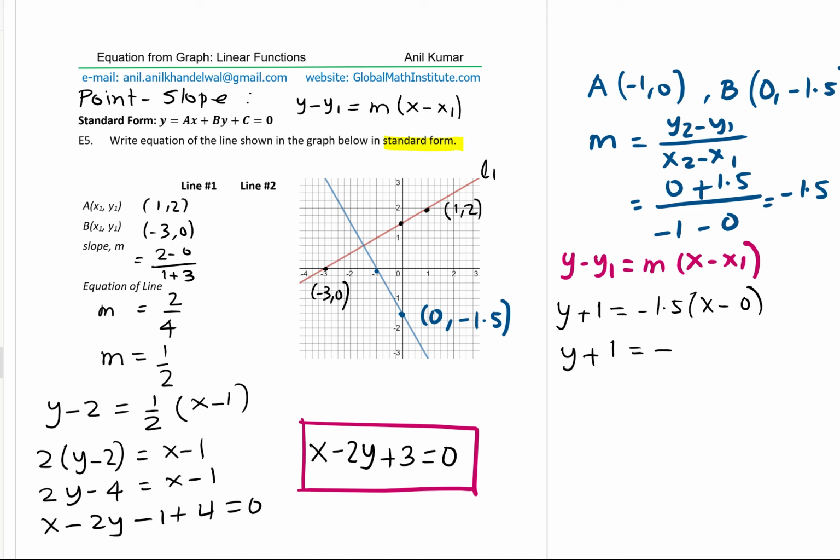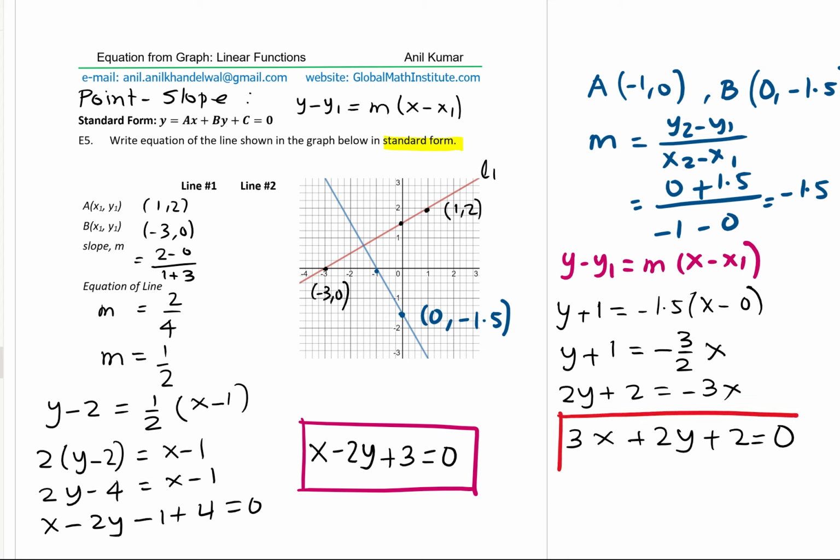So it is better to write this in fractions, right? Since we will prefer to write a as a whole number rather than a decimal number, right? Okay, so multiply by 2. So we get 2y plus 2 equals minus 3x, and bring the terms together. So we get 3x plus 2y plus 2 equals 0. So that becomes the equation of this particular line. Is that clear to you?